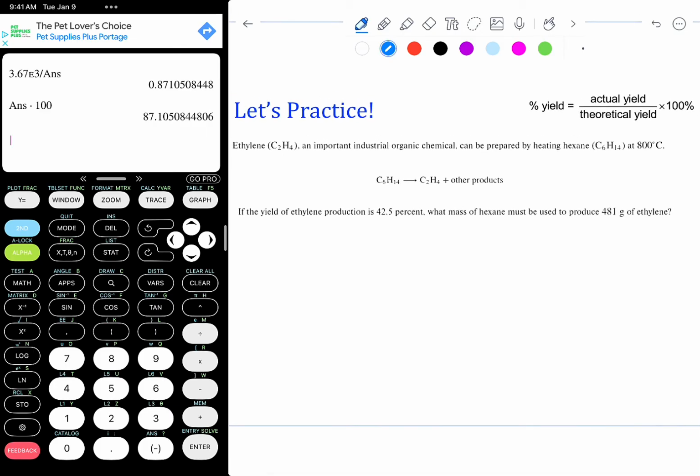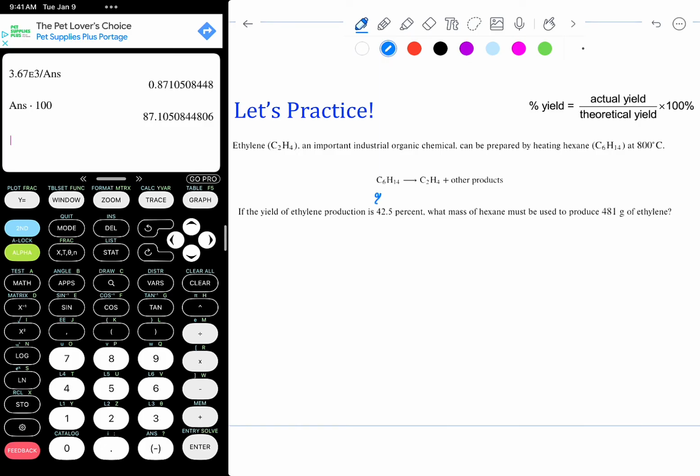Ethylene, an important industrial organic chemical, can be prepared by heating hexane at 100 degrees Celsius. If the yield of ethylene production is 42.5%, what mass of hexane must be used to produce 481 grams of ethylene? So this problem's a little bit different than what we've been doing. It requires us to work backwards. We're given the yield and we want to know the mass of our reactant that we need to get that yield.